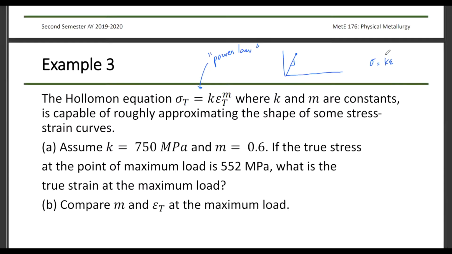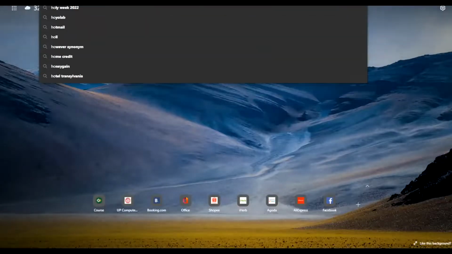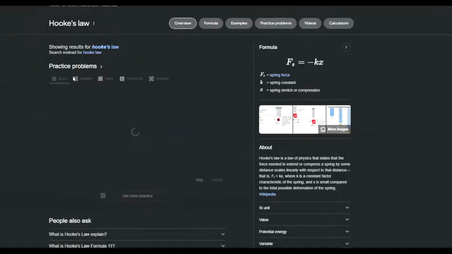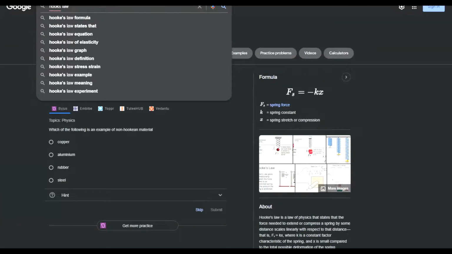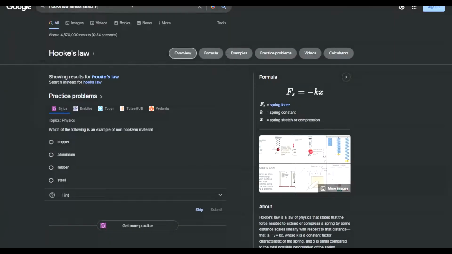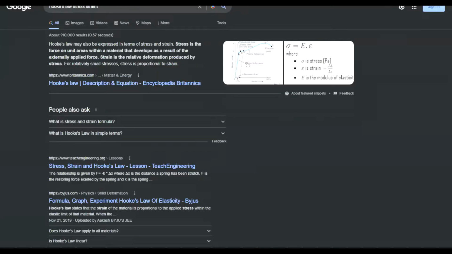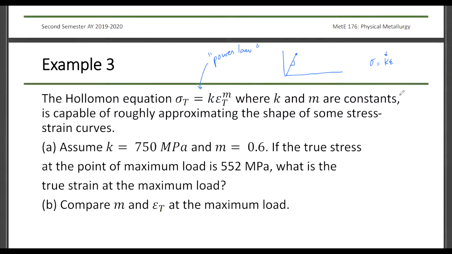I forgot, so let's just search Hooke's law. What letter does Hooke's law use? Hooke's law uses capital E, which is the modulus of elasticity. So in the elastic region, this is the modulus, and we call this the modulus of elasticity or Hooke's modulus.